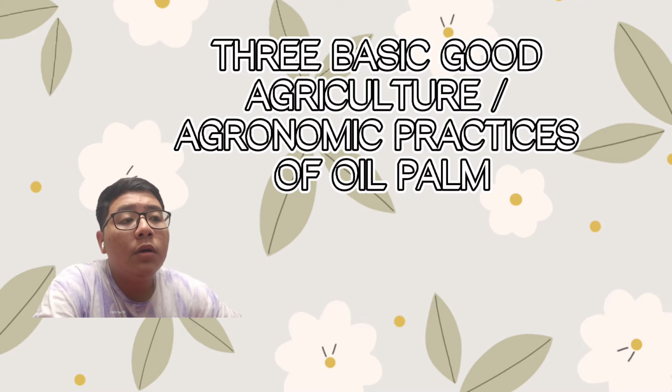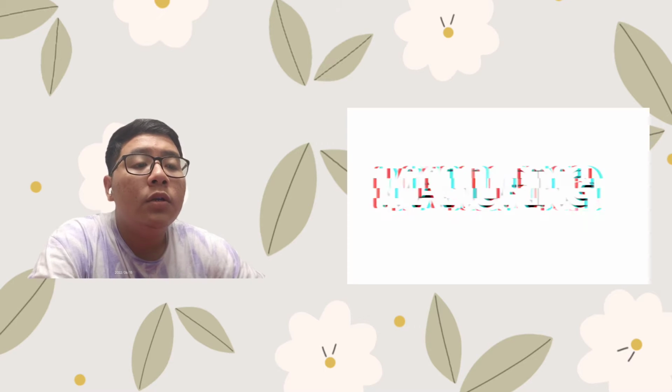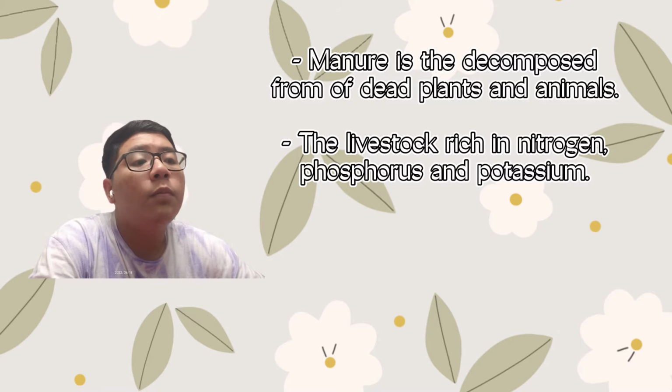20216161008. So today I would like to share about the basic good agricultural practices of oil palm. The first one is manuring. So what is manuring? Manure is the decomposed form of dead plants and animals which is applied to the soil to increase production. It is a natural form of fertilizer and is cost effective.